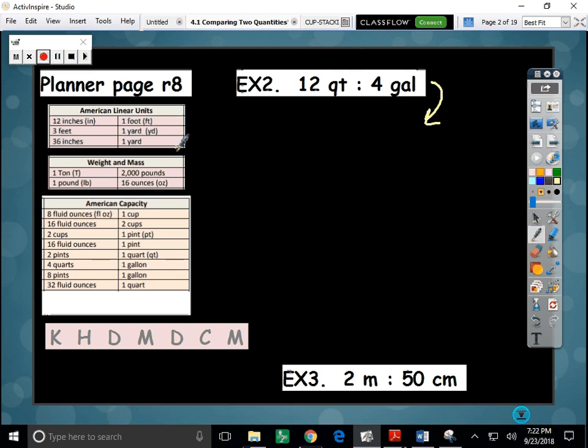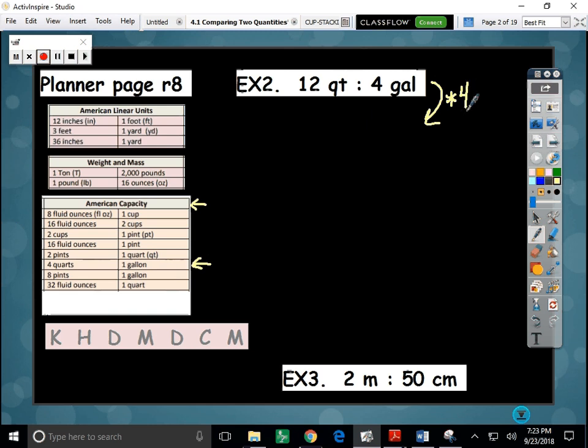And I notice that I see this in the capacity section. So look for capacity even if you're on page R8 of your planner. Well, right down here I notice that it says gallons. 1 gallon goes with 4 quarts. So I, again, am going to take my 4 gallons and I'm going to make them smaller units. Well, if I've got 4 huge gallons, I'm going to get a lot more units that are a little bit smaller. So I'm going to multiply here.